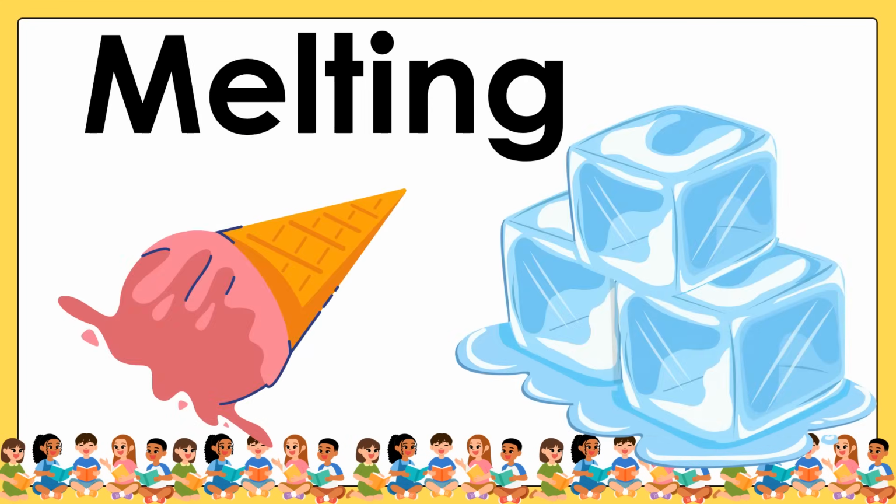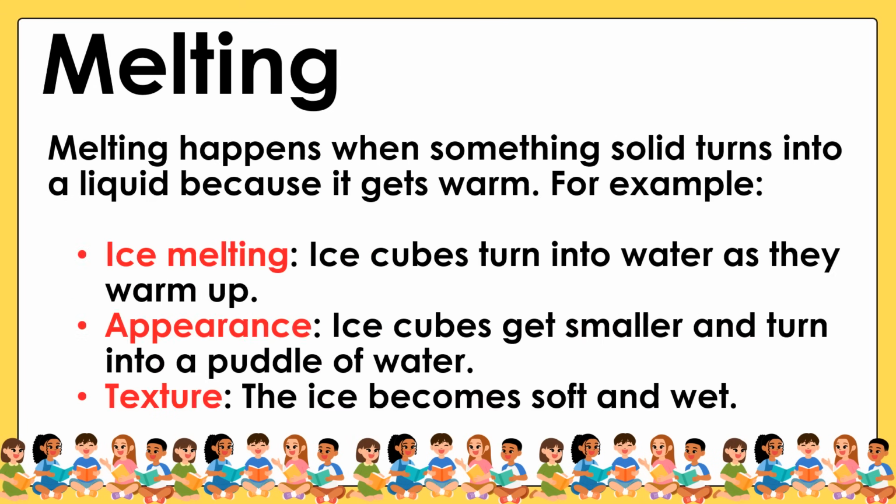Let's talk about melting. Melting happens when something solid turns into a liquid because it gets warm. For example, first, ice melting. Ice cubes turn into water as they warm up. Second, appearance: ice cubes get smaller and turn into a puddle of water. And third, the texture: the ice becomes soft and wet.